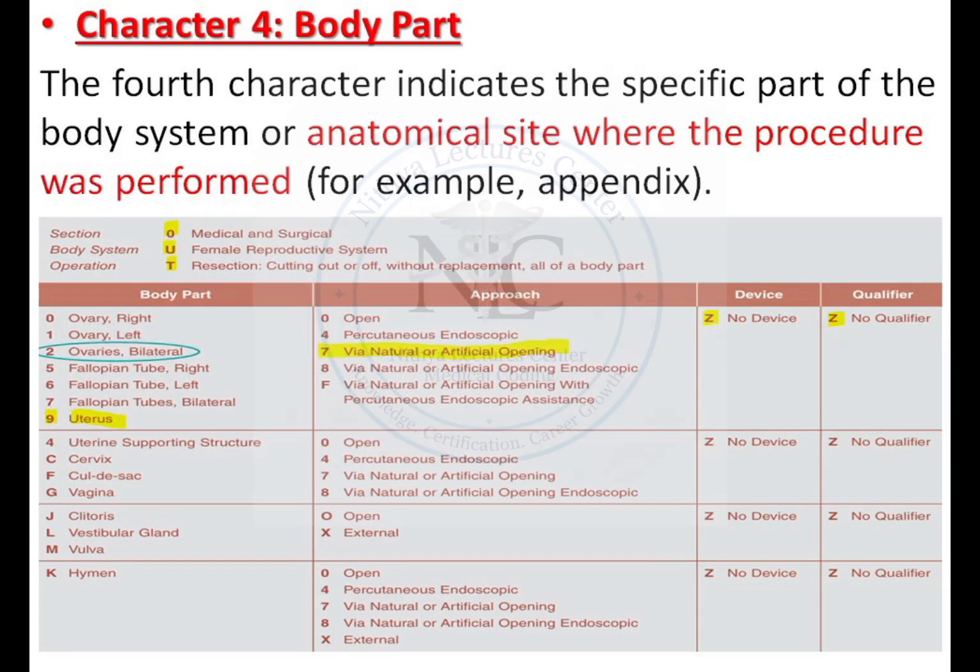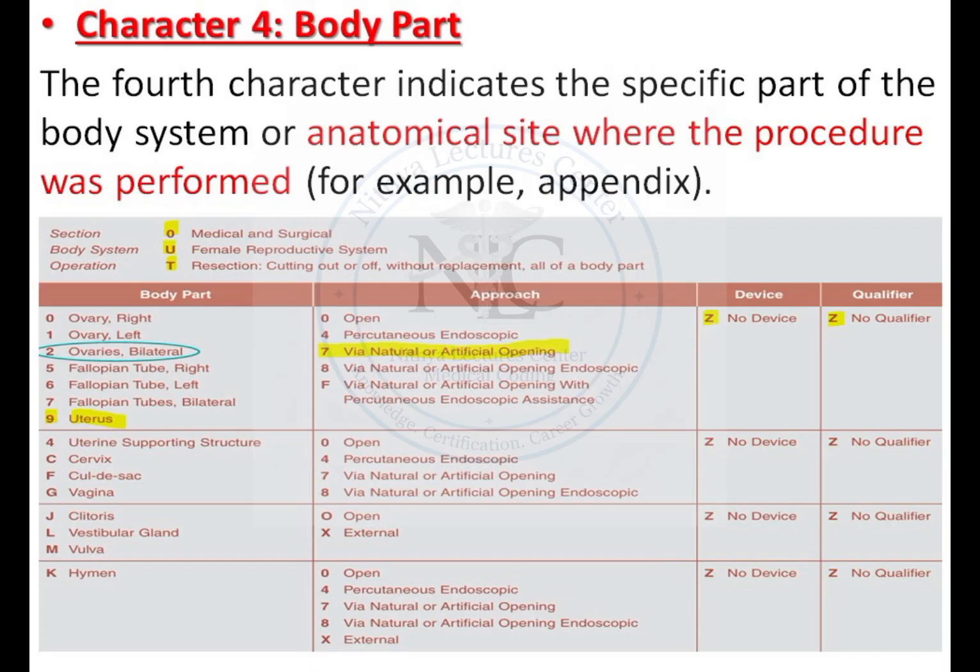The fourth character indicates the specific part of the body. Character 2 told us the general system, for example the female reproductive system, which is the specific body system, and this character 4 tells about the exact body part where the surgery is done.